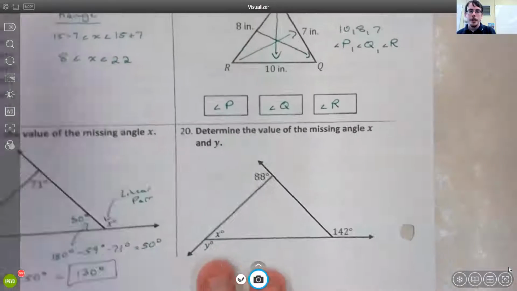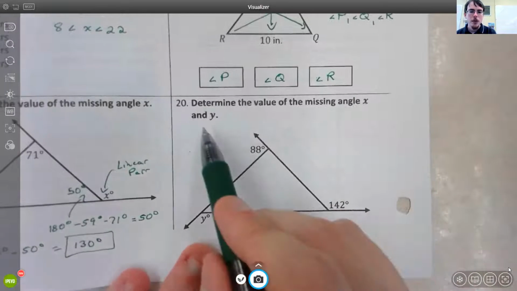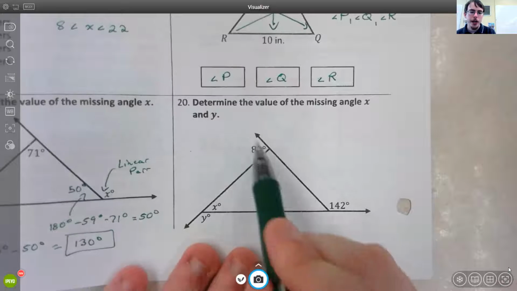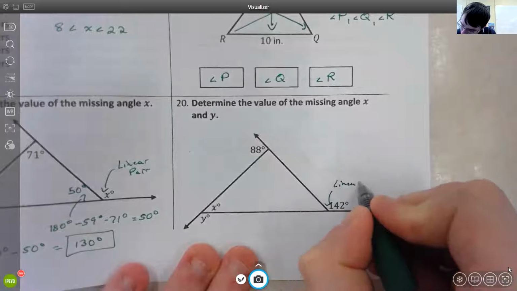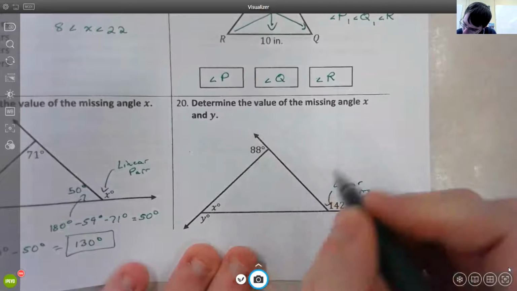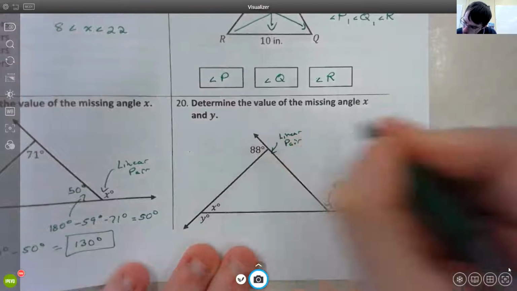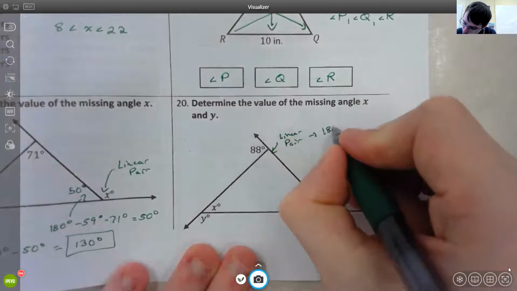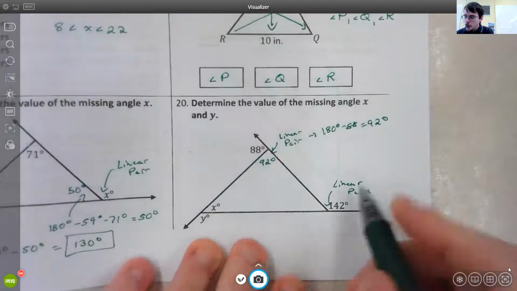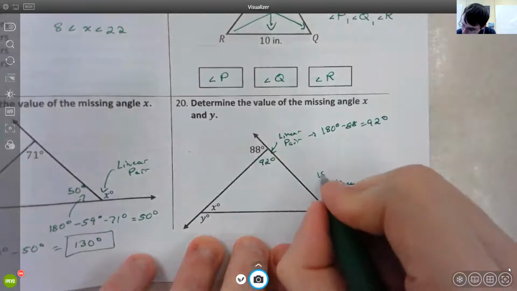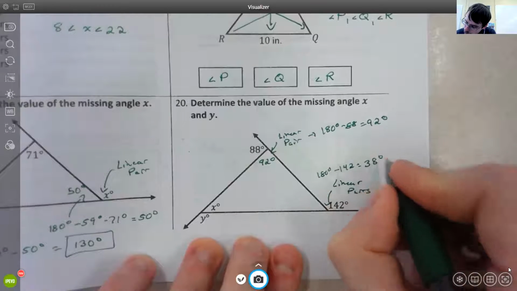Number 20, we want to determine the values of X and Y here. If you notice here, we have a bunch of exterior angles. Well, these exterior angles make linear pairs. So we can determine these two angles and then figure out what X and Y are. Okay. So this angle here is 180 minus 88, which is 92 degrees. This angle here is 180 minus 142, which is 38 degrees.